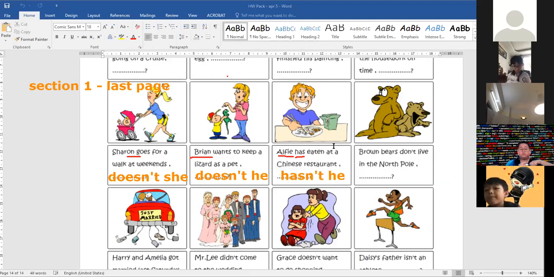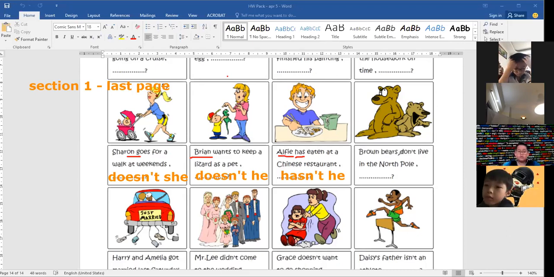Are they equal, yes or no? All right, so it should read, Alfie has eaten at a Chinese restaurant, hasn't he? Yes, he has. Looks like he has delicious Chinese food. Roth, would you like to try the next one, please? And make sure you pay attention to this S on bears. We have more than one bear here.